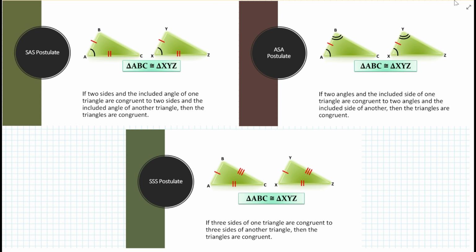Then we have the ASA postulate, which is similar to SAS, but in this case, the sides have to be included in the angles. And finally, for the SSS postulate, if three sides of one triangle are congruent to three sides of another triangle, then the triangles are congruent. So to solve the do now, we want to use one of these postulates. Which postulate would be best to use in this case?